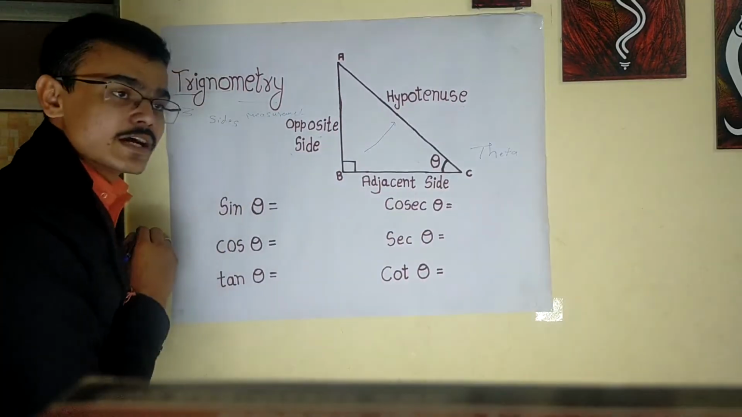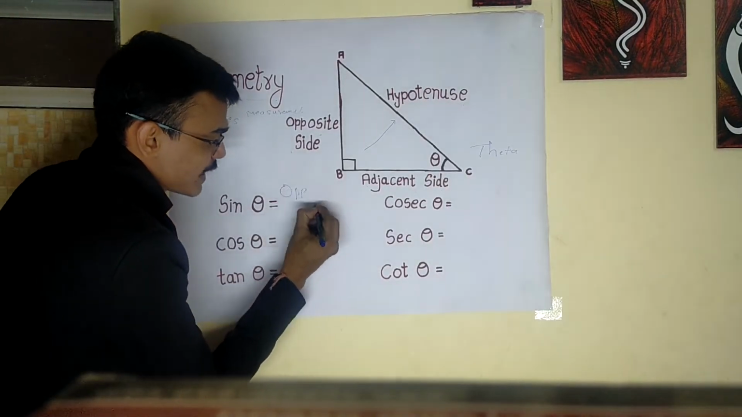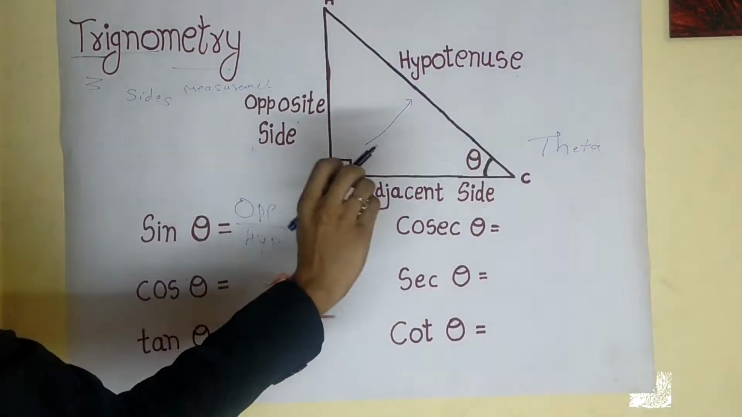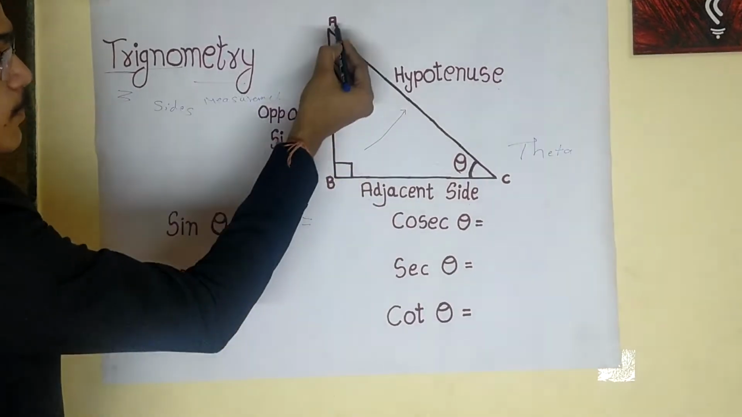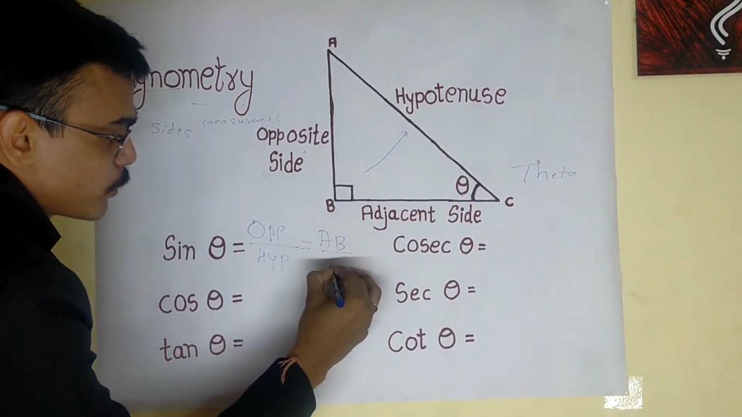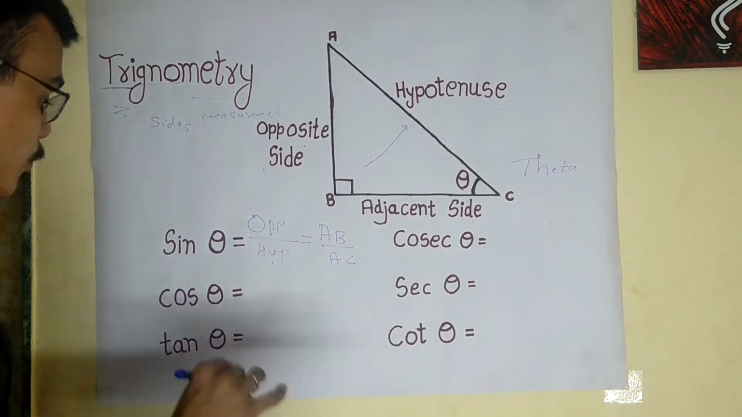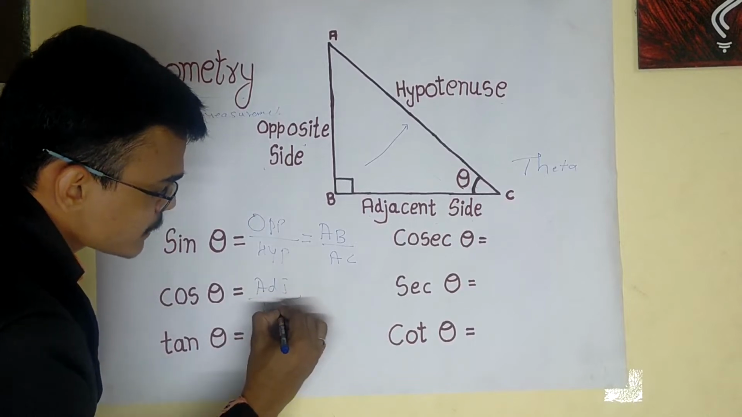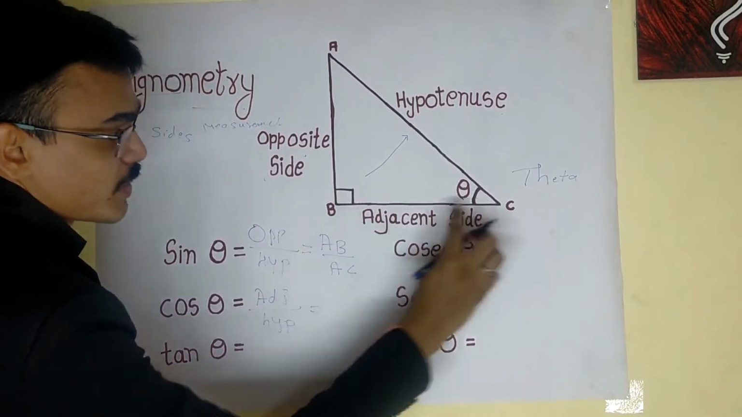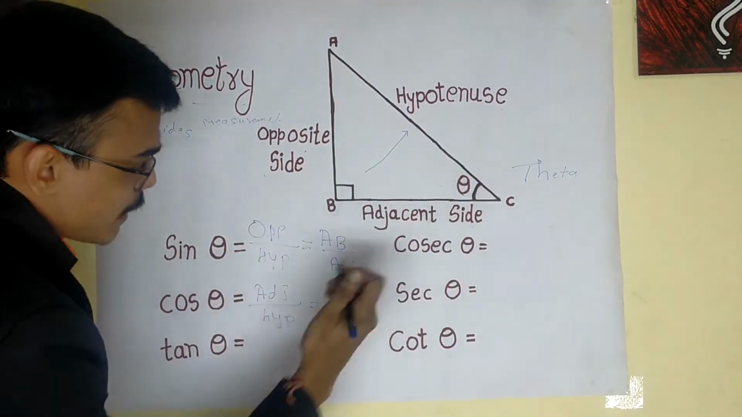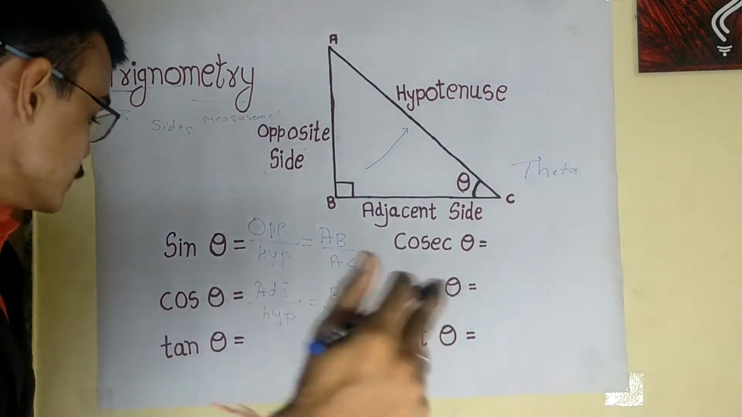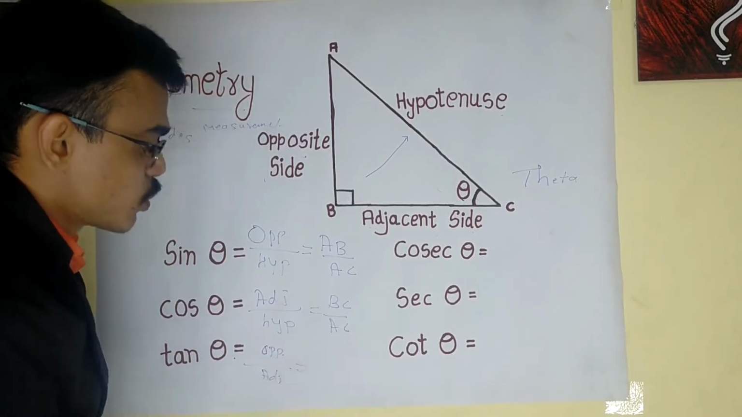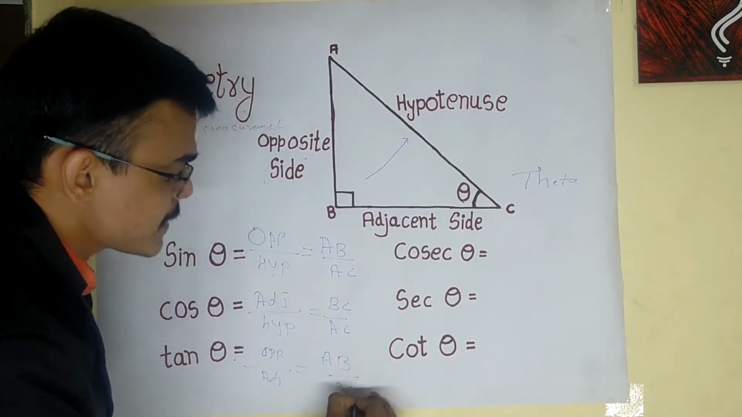So what is sin theta? Sin theta is opposite side upon hypotenuse. In this triangle, if we consider this as theta, the opposite side is AB and hypotenuse is AC. Now let's come to cos theta. Cos theta is adjacent upon hypotenuse. The adjacent side is BC and the hypotenuse is AC. Now what is tan theta? Tan theta is opposite side upon adjacent side. So the opposite side is AB and the adjacent side is BC.